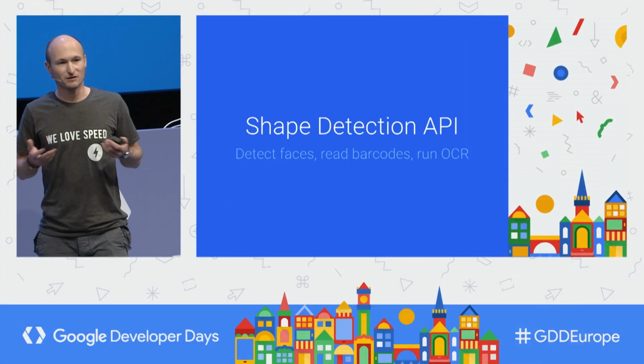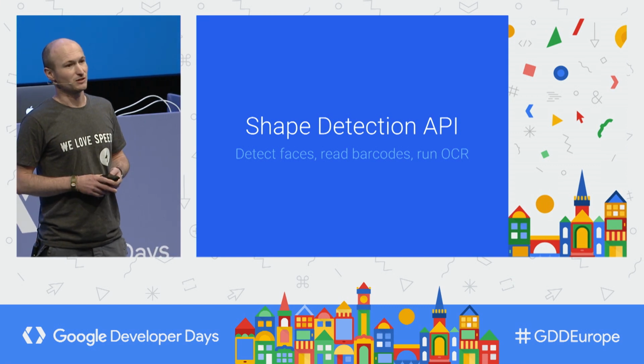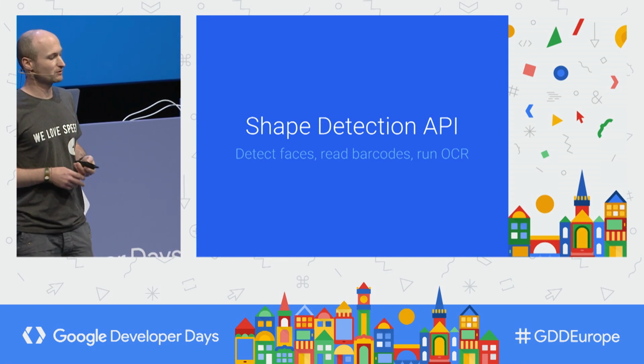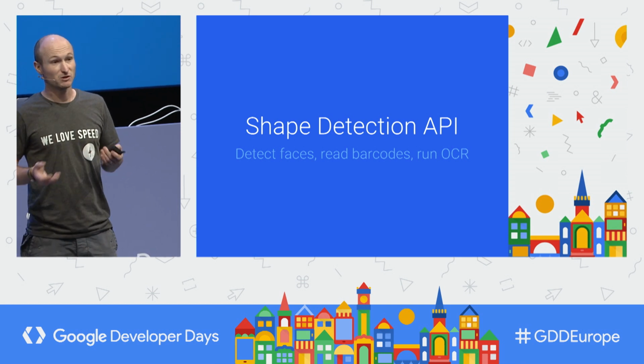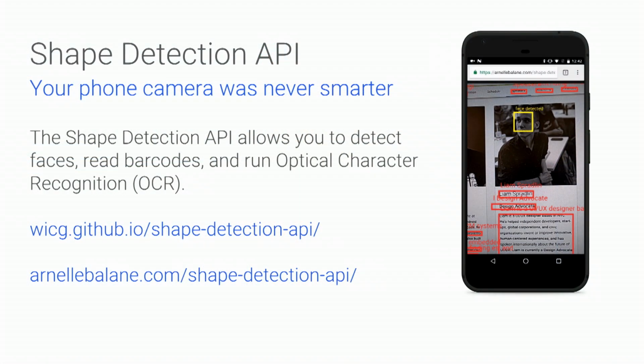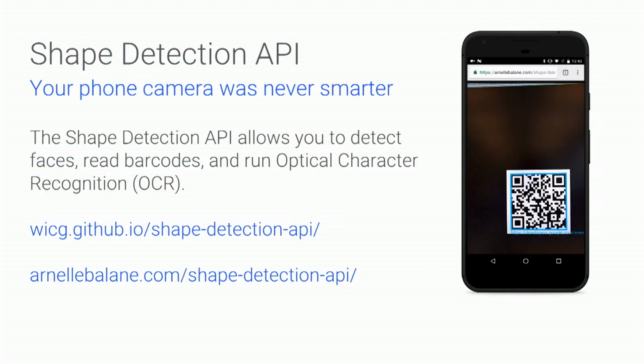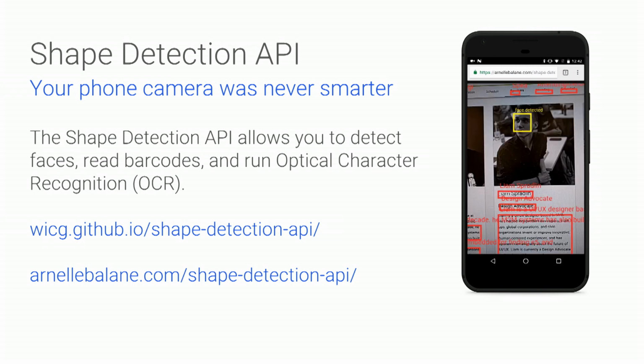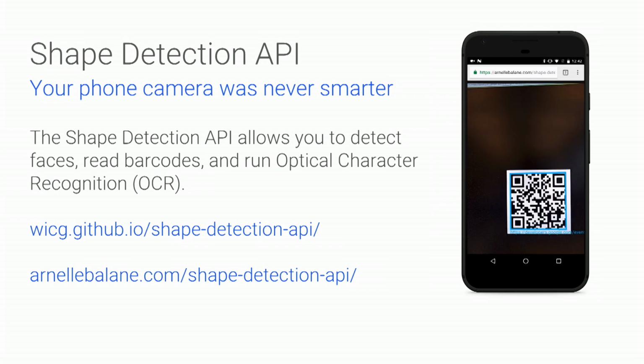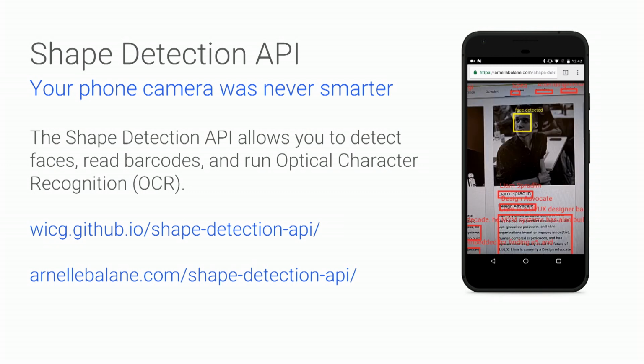Something even cooler and even more exciting is the Shape Detection API that allows you to detect faces, read barcodes, and even to run optical character recognition, OCR, right in the browser. You can see this little demo here. I was just holding my phone and pointing to different browser tabs where I had open first a QR code, and then on the second tab, a face and some text here. So you can see how, in real time, the API detects the different objects on this page. So this is directly integrated in the browser.